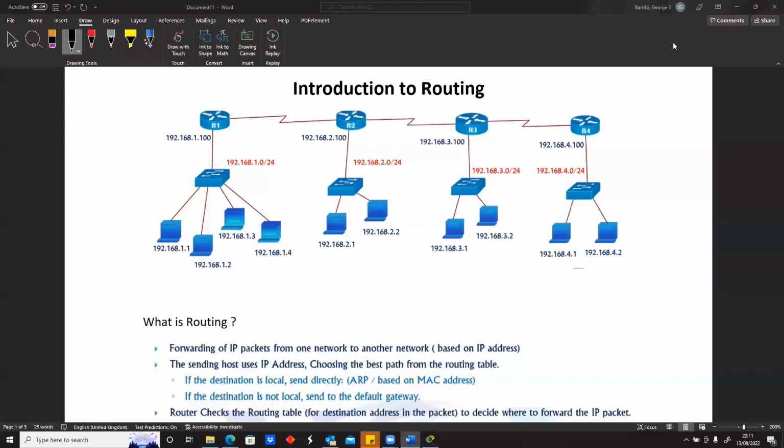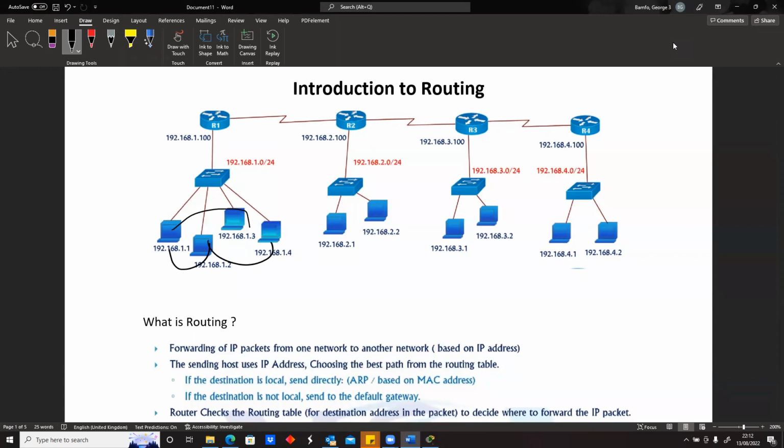So in today's session, we're going to be looking at the concept of routing. In our previous sessions, we were creating VLANs and assigning ports and making sure that people within the same LAN will be able to communicate. For example, these guys were always able to talk to these guys, and these guys were able to talk to this guy, because they were all in the same network.